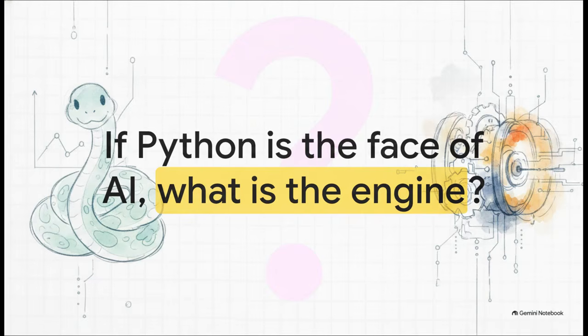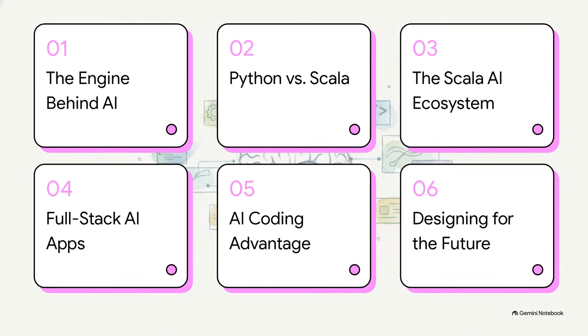So look, Python is universally recognized as the face of AI. Everyone knows it, and it's absolutely fantastic for prototyping. But you have to ask yourself, what is the actual engine? What language powers the massive data streams when these models finally go into production? Because taking a brilliant prototype and deploying it to millions of users, that takes a completely different kind of engineering muscle.